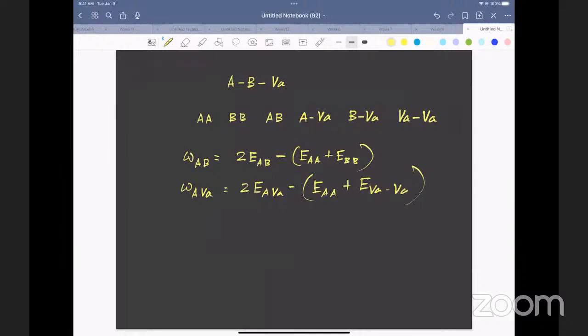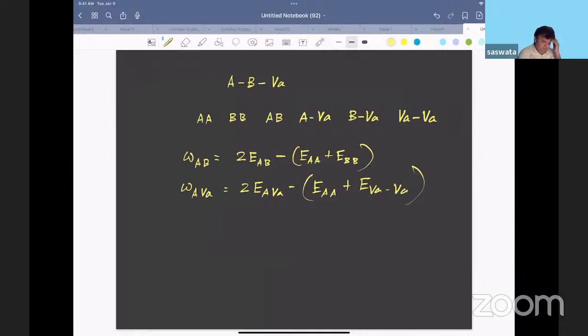So this term will be there, and this term will be there, but this we can take as 0, unless you really have some vacancy-vacancy interaction or something.